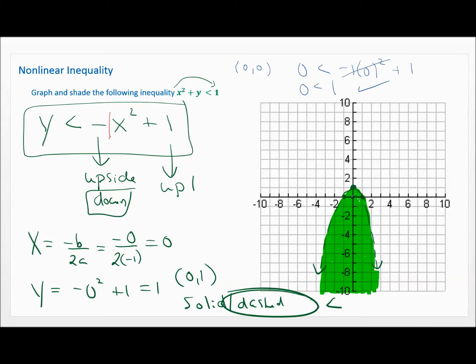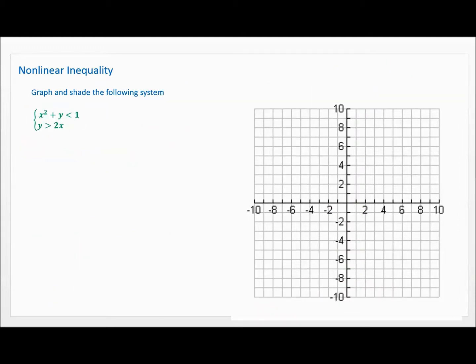All right. Now, in this case, I have a system of inequalities. Linear or nonlinear? How do you know? Well, the first one is nonlinear because of the x squared. The second inequality that's listed is actually linear because it's y to the first power and x to the first power. Now, the first one ought to be familiar to you. We just graphed that. So that is y is less than, remember, we wrote that as negative x squared plus 1.